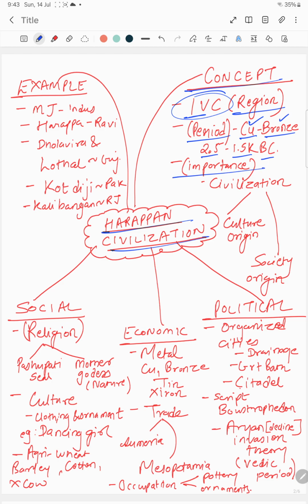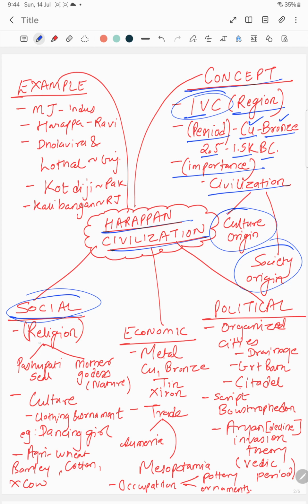Next is the importance of this Harappan civilization. It is considered the origin of our culture as well as the origin of our society. By understanding the Harappan civilization, we can understand how our society has developed from that period till today's period. Next, we'll understand the social factors which were there in Harappan civilization.